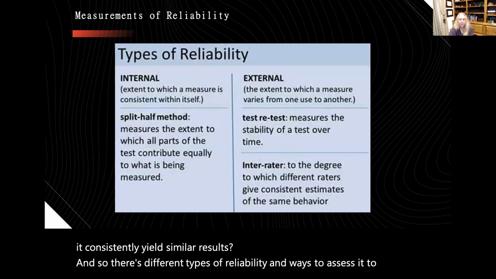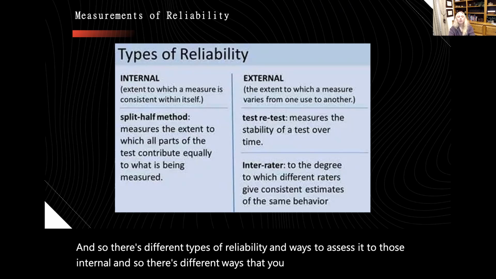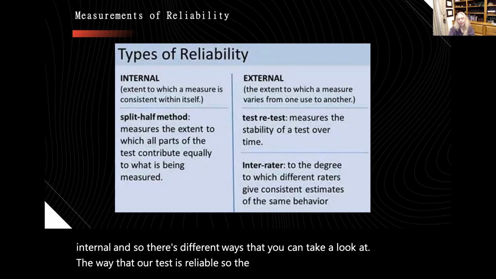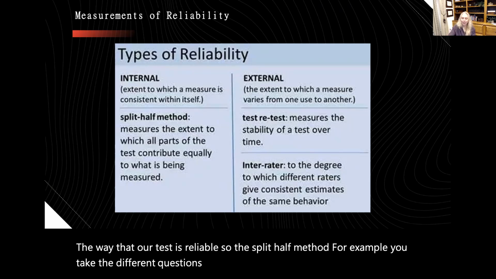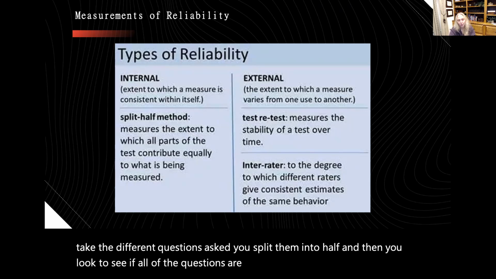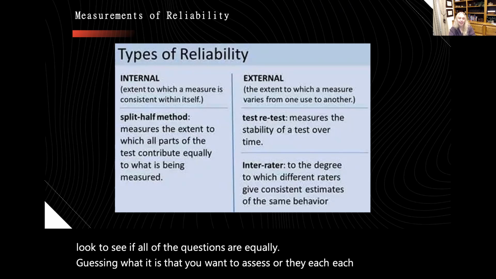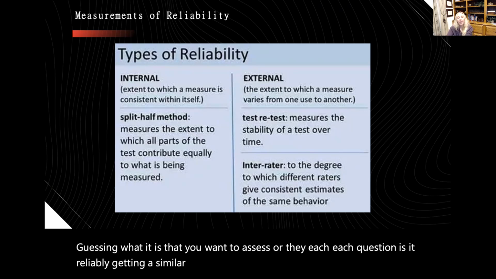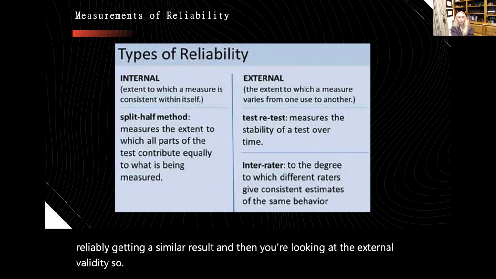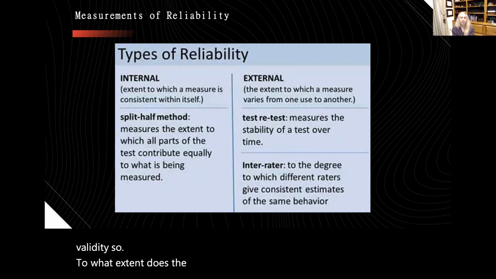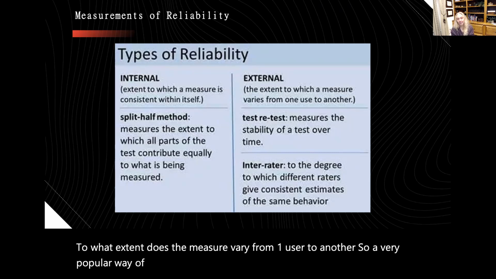There's internal reliability, and there are different ways that you can look at how a test is reliable. With the split-half method, you take the questions asked, split them in half, and look to see if all the questions are equally assessing what it is that you want to assess. So for each question, is it reliable in getting a similar result? And then you're looking at the external side: to what extent does the measure vary from one user to another? A very popular way of determining reliability is test-retest.